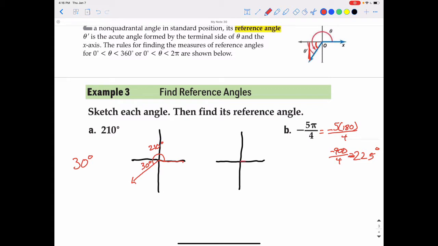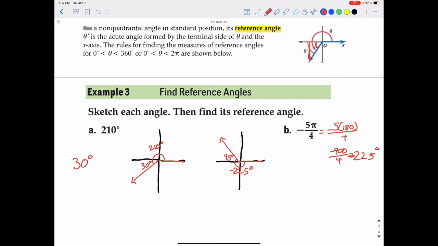Now, which way does negative 225 go? Negative angles go clockwise, so that's negative 90, negative 180. I don't want to go all the way up to the y-axis because that would be negative 270, but 45 degrees past the x-axis would be negative 225. So that would be a negative 225-degree angle, which means my reference angle would be 45 degrees.